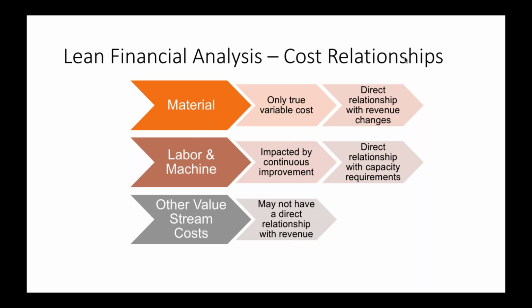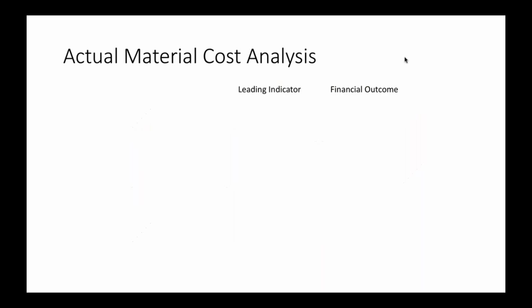Any other value stream costs may not have a direct relationship with revenue, or it may. The important thing is to understand the root cause of each cost. So these are just general relationships to understand. So now let's dive in a little bit deeper here. How can we use performance measurements to understand actual material cost and to understand how we can change the cost structure in our value stream income statement?